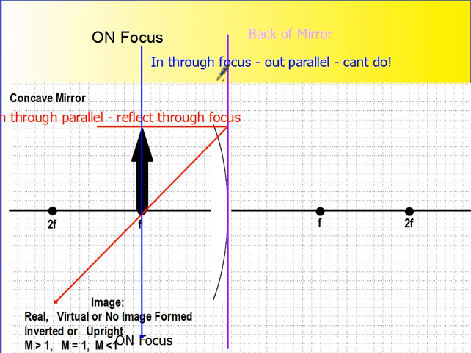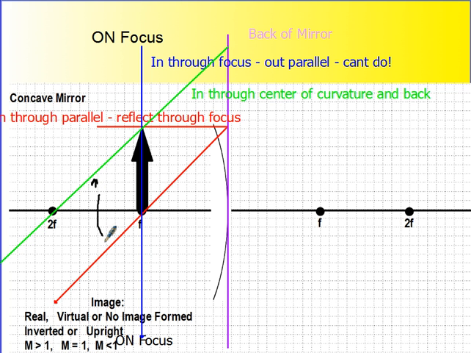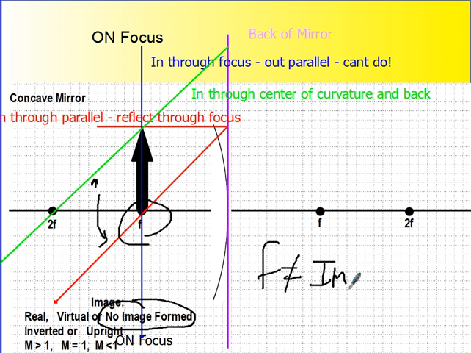Now, we have a problem here because to go from the top of the object through the focus, we get this vertical line. Can't really do it. You don't have to draw it for me. That's okay. And then, of course, the third ray is through the center of curvature to the top of the object and back. Now, you see, these 2 rays are parallel. You don't get an image. There is no image formed when you're on the focus.